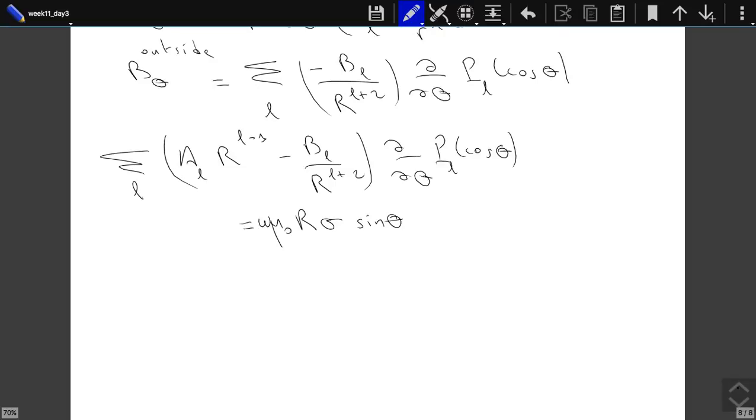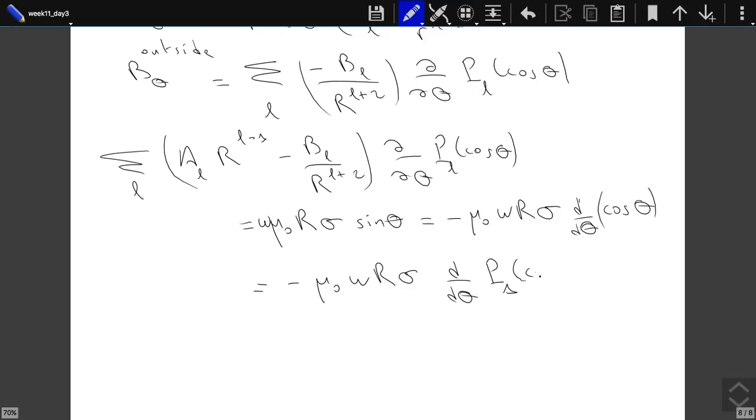Well, you see the left-hand side is a derivative with respect to theta, so let me write the right-hand side as a derivative with respect to theta also. This is minus mu 0 omega r sigma d by d theta of cosine theta, which is minus mu 0 omega r sigma d by d theta of P1 of cosine theta. P1 of cosine theta is just cosine theta. That's what I'm using.